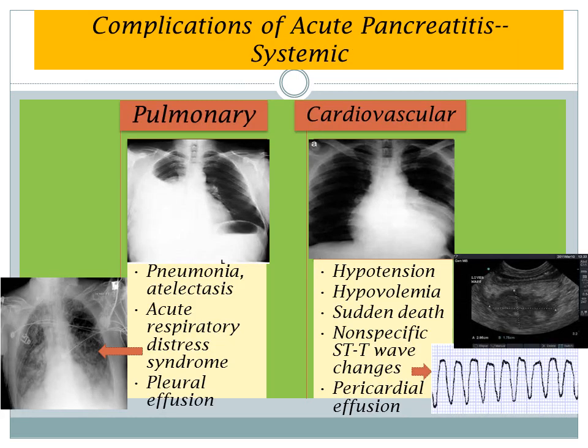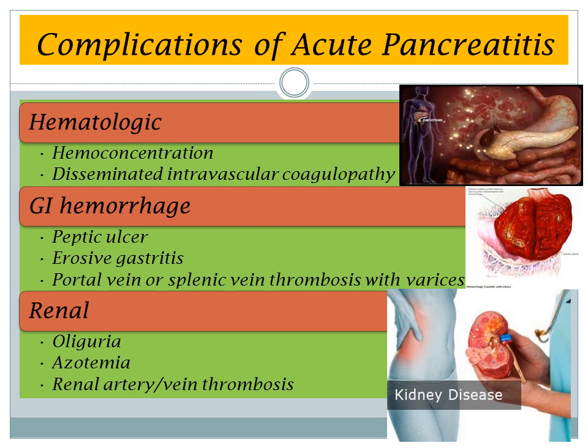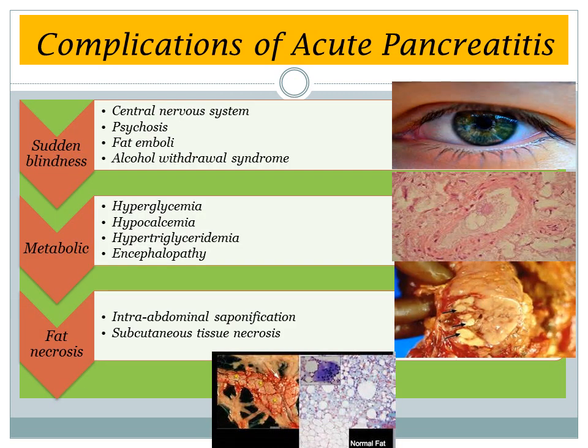As far as systemic complications are concerned, for example, pulmonary, they lead to pneumonia, anaphylaxis, ARDS, pleural effusion, and for the cardiovascular, it can lead to hypotension, hypovolemia, sudden death, non-specific ST-T changes, and pericardial effusion. Then hematological may be hemoconcentration, DIC; GI like peptic ulcer, erosive gastritis, portal vein thrombosis; renal oliguria, azotemia, renal artery or vein thrombosis. Sudden blindness may be there. Central nervous system may be affected like psychosis, fat emboli, alcohol withdrawal syndrome. As far as metabolic are concerned, there may be hyperglycemia, hypocalcemia, hypertriglyceridemia, and encephalopathy. Fat necrosis may be there, which can cause intra-abdominal saponification and subcutaneous tissue necrosis.